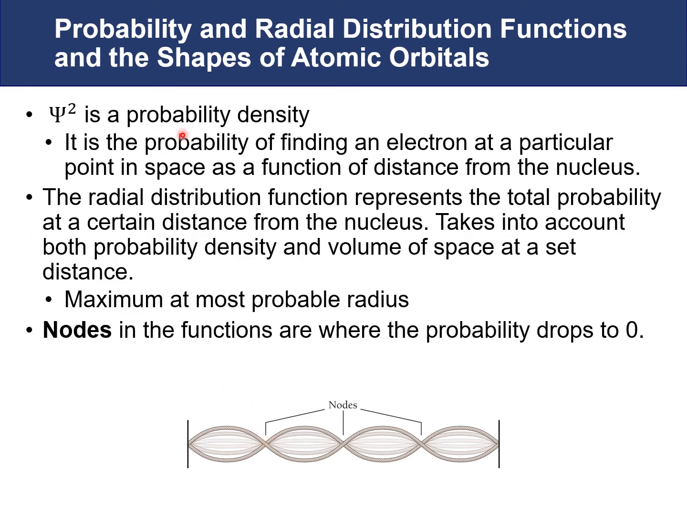In addition to the probability density function, we also have the radial distribution function, which represents the total probability at a particular distance from the nucleus. It takes into account both the probability density, which is the probability of finding it at a particular radius from the nucleus, as well as the volume of space that is taken up by that particular radius as we map it out into three-dimensional space. The maximum value is called the most probable radius, and is what we will use when we are trying to describe the size of an orbital.